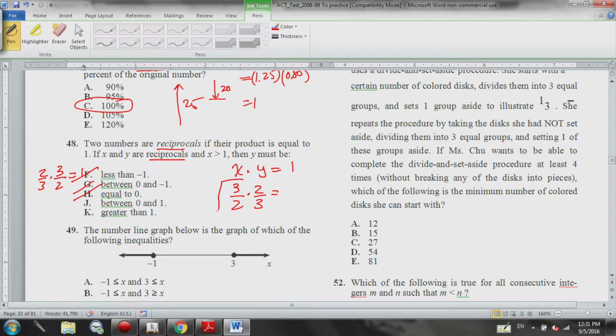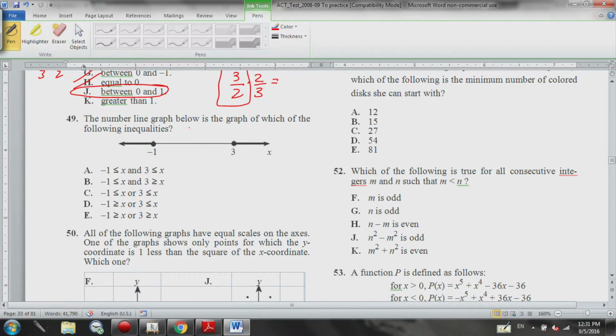Because if this number is bigger than 1, if you flip any number that's bigger than 1, the reciprocal will be less than 1. But it's not going to be negative, so it's going to be between 0 and 1. So if you flip a number that's bigger than 1, the reciprocal will be smaller than 1, but it's not going to be a negative number. How are you going to take the reciprocal of a positive number and turn it into a negative number, right? So it's going to be between 0 and 1.